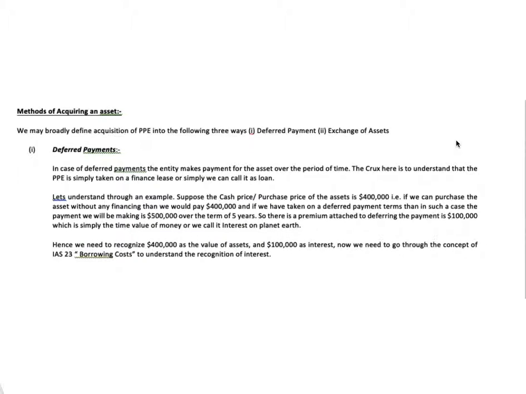Let's discuss the methods of acquiring property, plant, and equipment. So the first and easy example is PPE by cash. PPE by cash, which means you pay the cash and you buy the property.